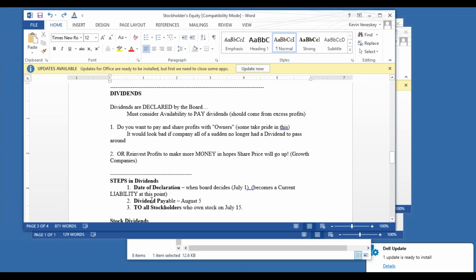And I'll skip down here. The three steps in the dividends: the first thing, the board decides and they have a declaration date. That's when it actually becomes a liability. The company has to pay it at that point. Otherwise, remember, the company doesn't pay dividends unless the board makes it a mandate and declares it. Then the board will say, it's now July 1, and we're going to pay our dividend the first week of August. We're going to pay it to whoever owns stock, and then they're going to set a date. Whoever owns stock on this date is who's going to get the dividend.